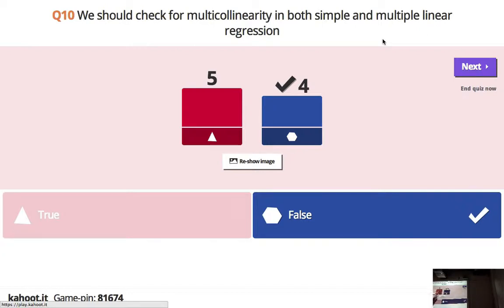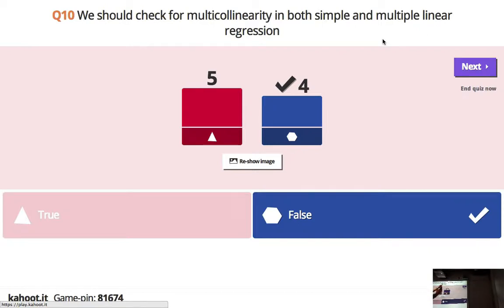You can see in the picture that clearly there's multicollinearity. We should check for multicollinearity in both simple and multiple linear regression. What is multicollinearity? Do you remember that? Multicollinearity is a problem when 2 or more explanatory variables are highly correlated together, so they interact together. Then your multiple linear regression model will have a problem.